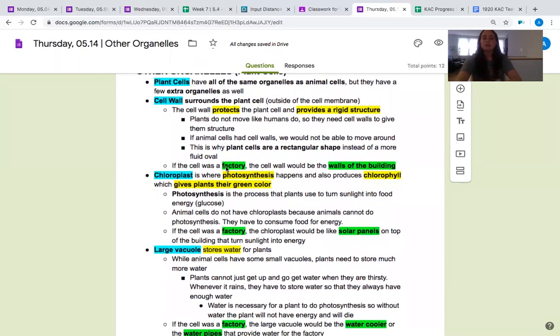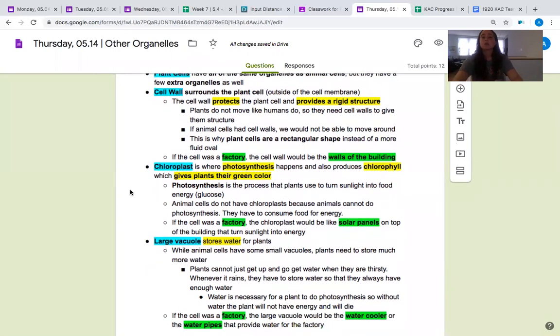If the cell was a factory, the cell wall would be like the walls of the building, quite simply. Those rigid brick walls around a building, those would be our cell wall. Right? The chloroplast. The chloroplast is where photosynthesis happens. And it also produces chlorophyll, which gives plants their green color. So chloroplasts do photosynthesis and make your plants green.